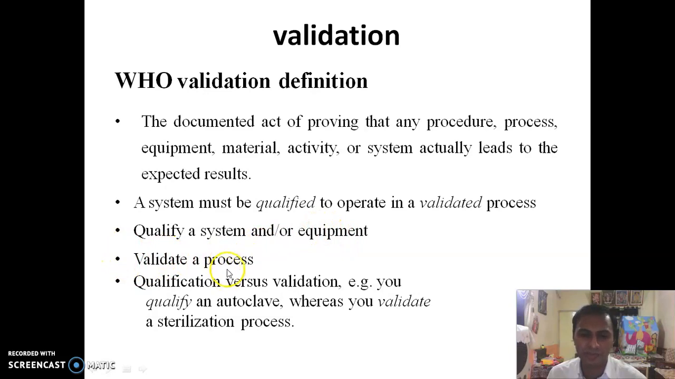Validate a process. Qualification versus validation. For example, you qualify an autoclave whereas you validate a sterilization process. So that is the difference between qualification and validation.